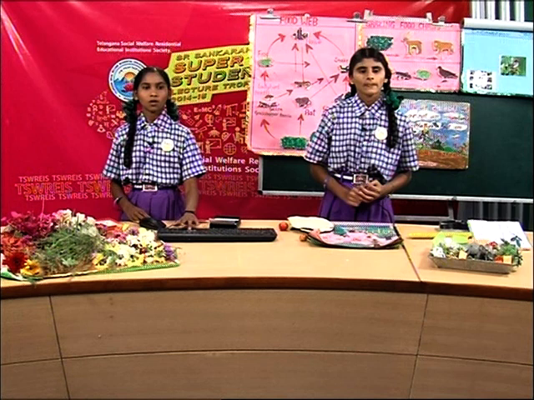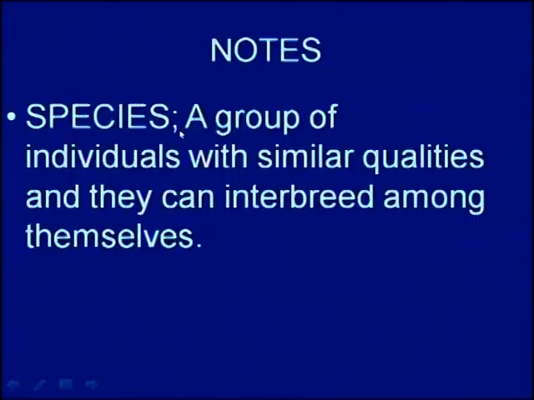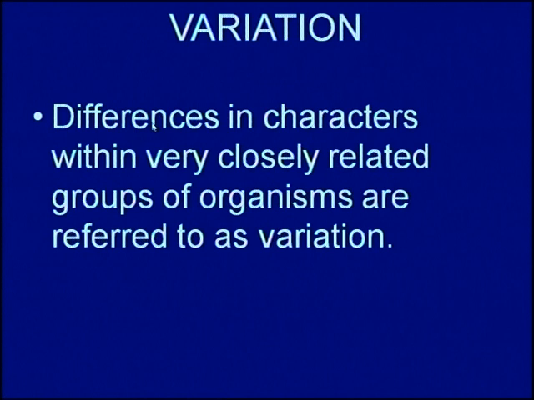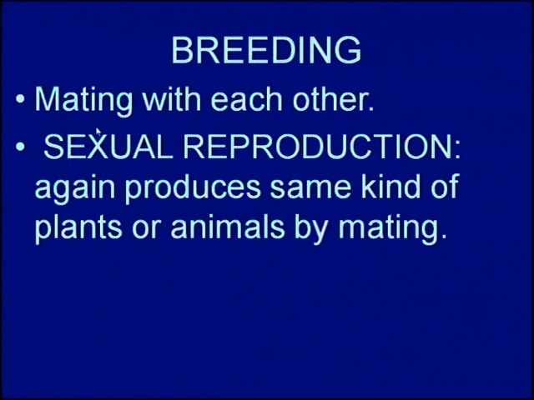Okay, friends. Note down some definitions. Species: a group of individuals with similar qualities that can interbreed among themselves. Next, variation: differences in characters within very closely related groups of organisms are referred to as variations. And next, heredity: the passing on of physical and mental characteristics from one generation to another generation. And note down some more definitions, friends. Interbreeding, sexual reproduction.